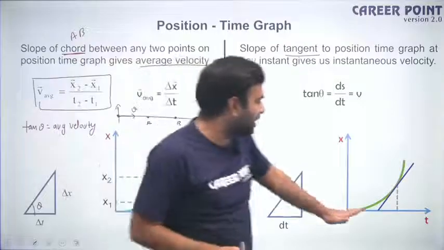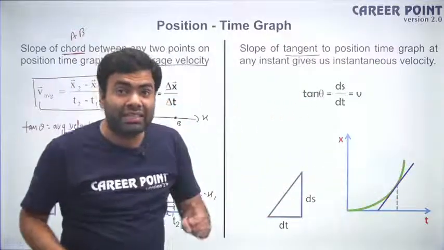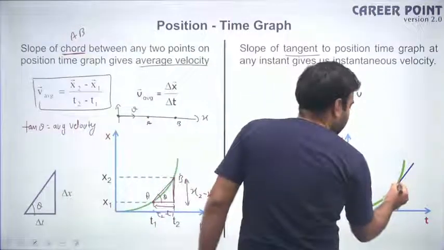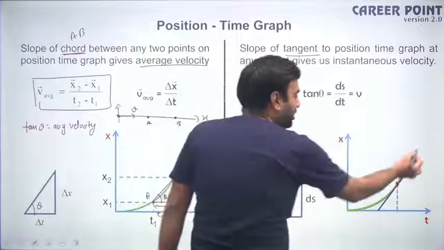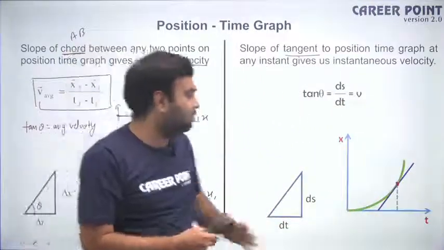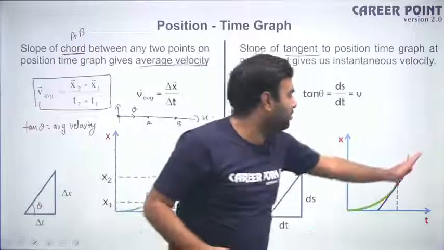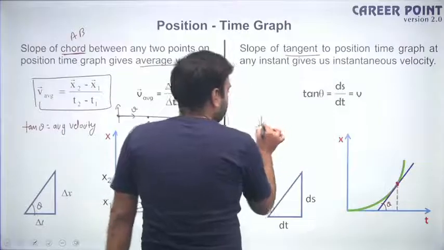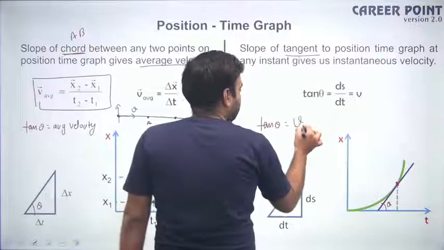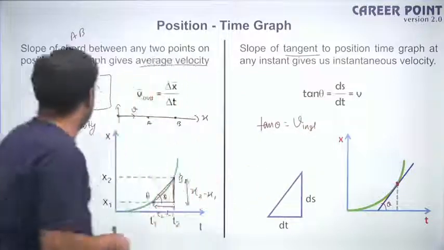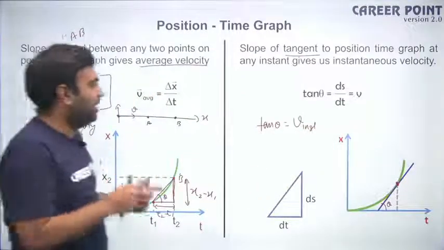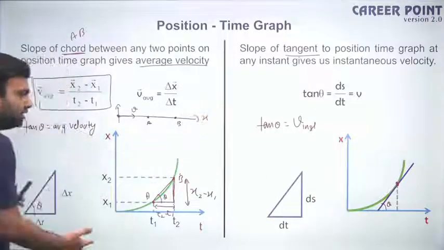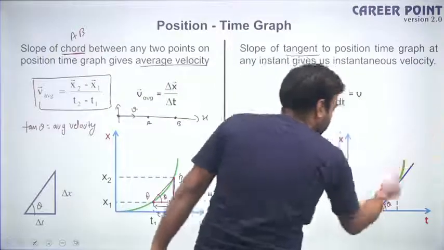So if we have a displacement time graph and we want instantaneous velocity at any given point, what will I do? I will draw a tangent. A tangent is a straight line which is just touching this curve. I will draw this tangent, and now tan theta will give me instantaneous velocity. Here tan theta was giving average velocity, here tan theta is giving instantaneous velocity, because there we had a chord passing through 2 points, and here we have a tangent passing through 1 point.